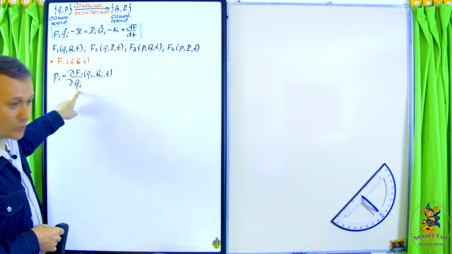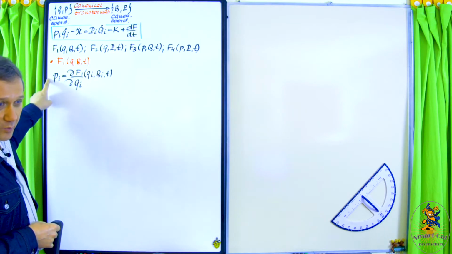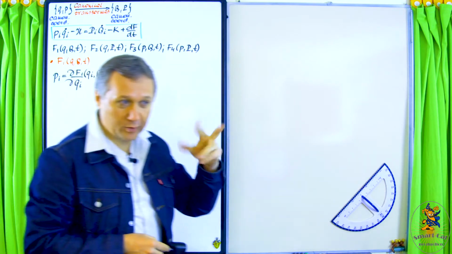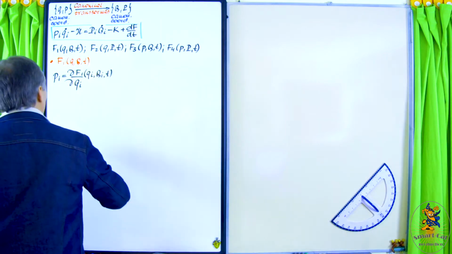So if we have here q small, there should be p small. If you have p small here, there must be q small there. If you have q capital, p capital must be there. So every time canonically conjugate quantities must be involved. Right. So that's equation number one.